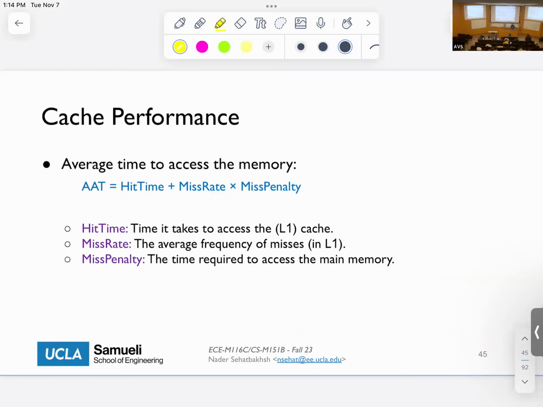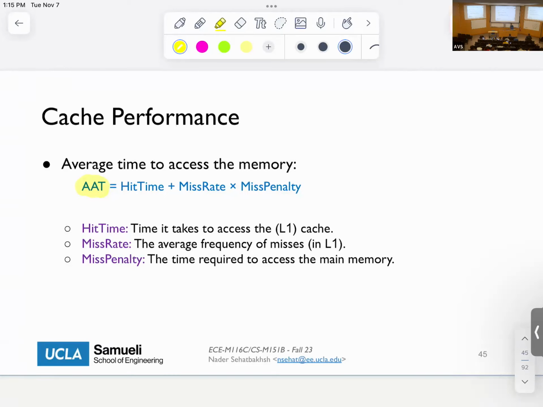So in order to measure this, we're going to use a metric called average access time, okay? This average access time is basically the average time to read one data item, 1 byte, or 1 word, depending on how we define it, from the memory, okay? So what is this average access time? It is basically a combination of 3 main things. The first one is the hit time. The second is the miss rate, and the third one is the miss penalty. So what are these things? The hit time is the time it takes to access one level of cache.